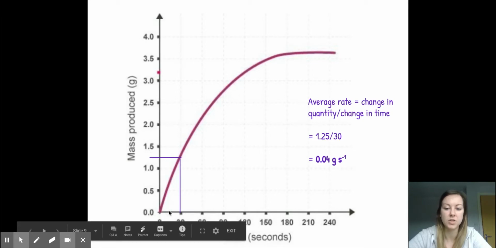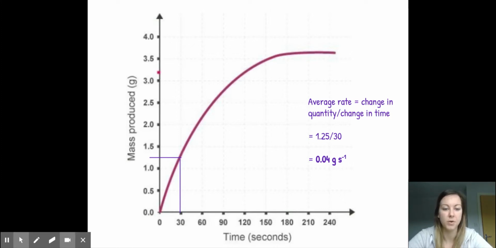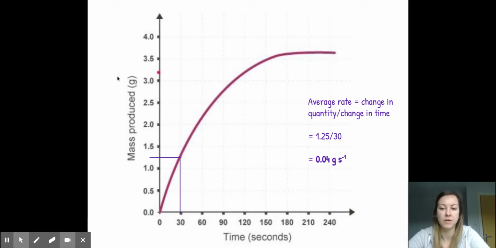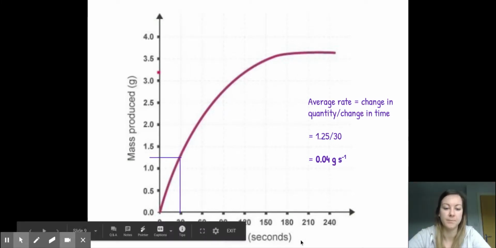And our time change is 0 to 30, which is just 30 seconds. So if you do 1.25 divided by 30 in your calculator, you should get 0.04, and our units are grams per second. Remember to use whichever unit is on this axis, and then per second for your time.